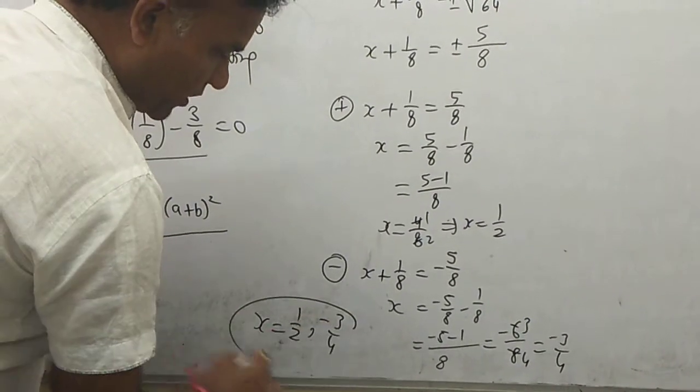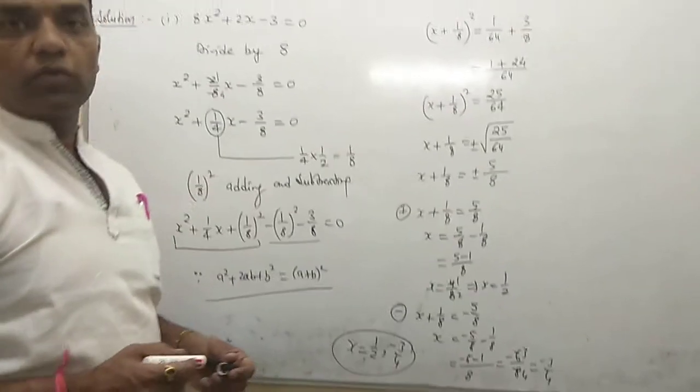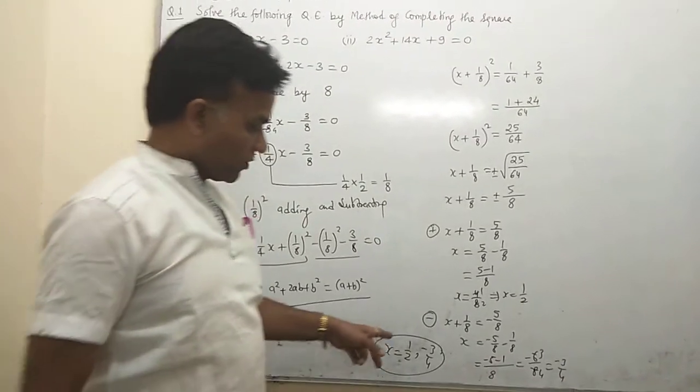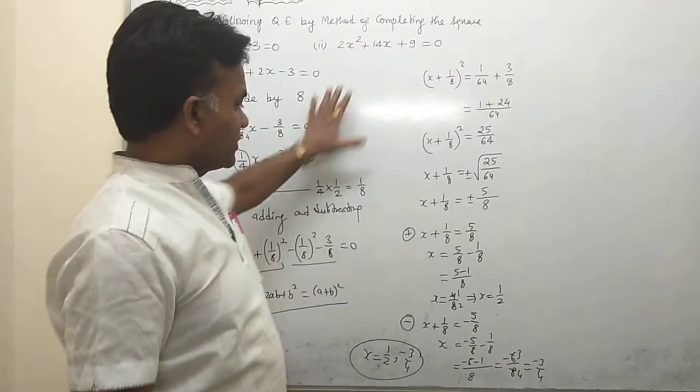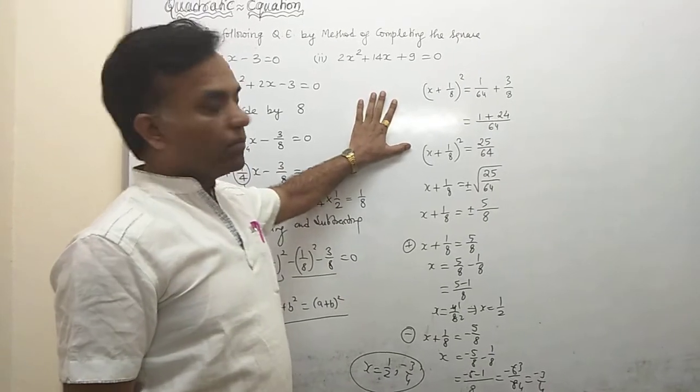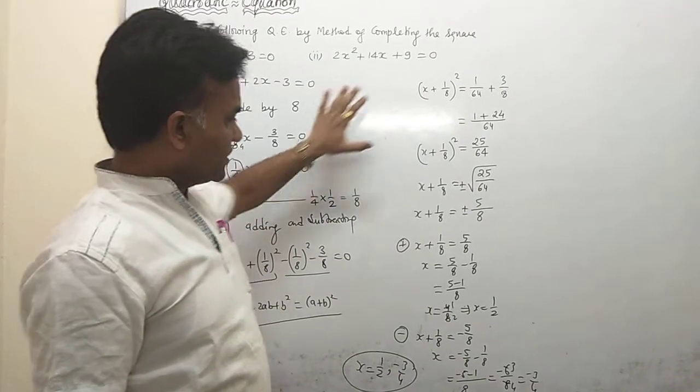minus 3 by 4, because you have the quadratic equation, so there are two roots, and both the roots are 1 by 2 and minus 3 by 4. And now here we solve with the help of the completing square method. Okay, so that is a very easy method.